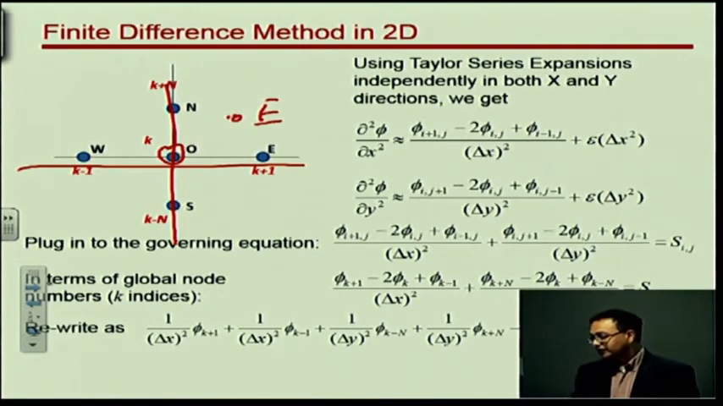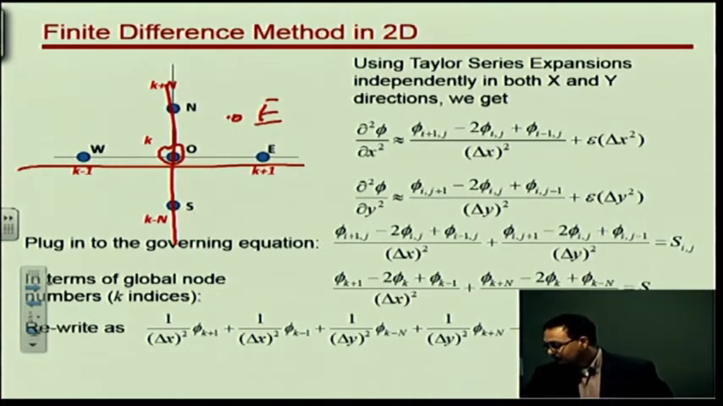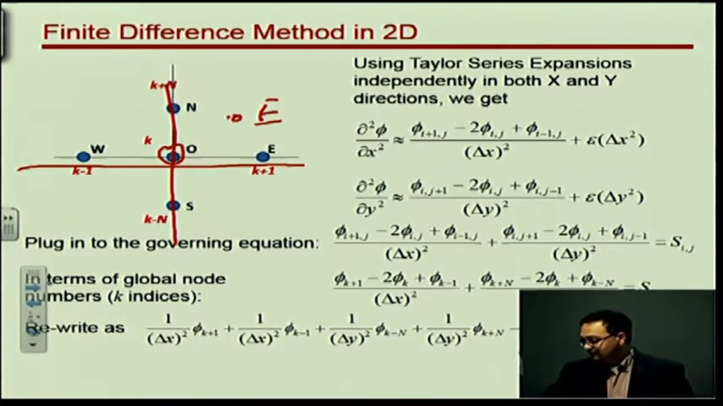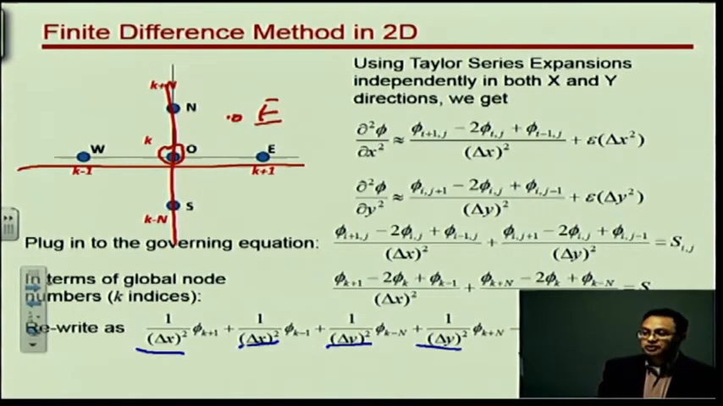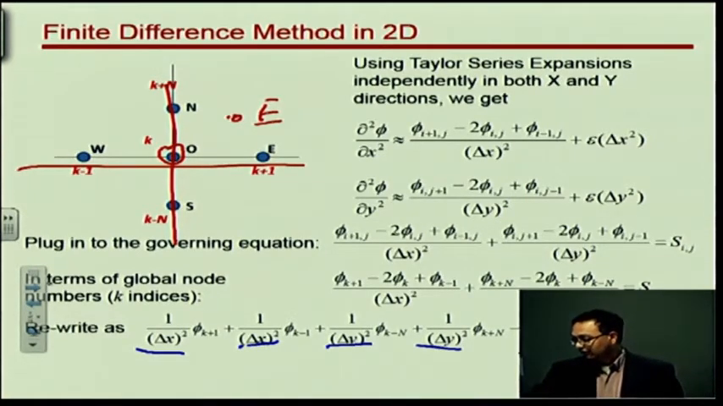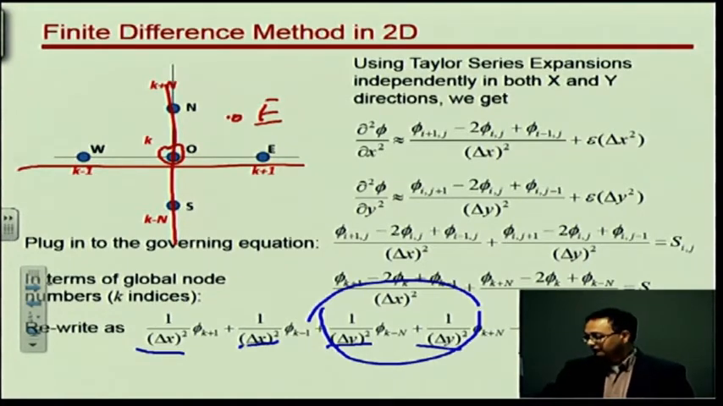And I could write it in a form where all the terms have been pulled together, so you clearly see there are 5 terms. This is your diagonal right there. Then this is the eastern node, the western node, the northern node, or sorry, the southern node, the northern node. Those are your coefficients. Up to now you've been solving one-dimensional problems where you didn't have these 2 terms, but now they have shown up, the k plus n and the k minus n.